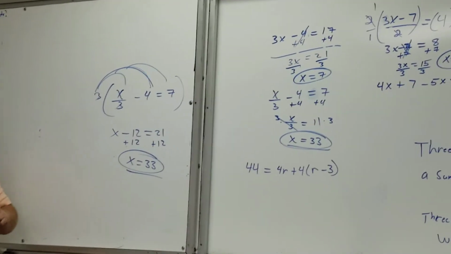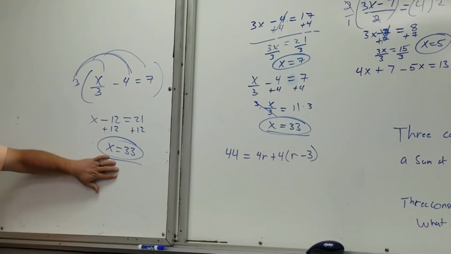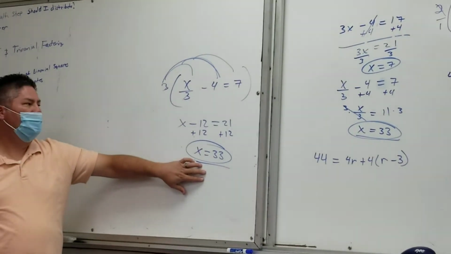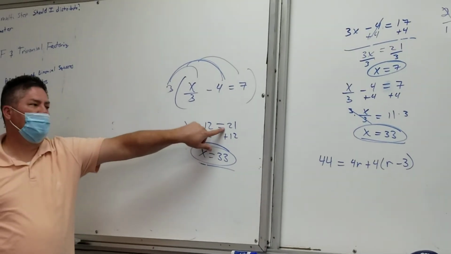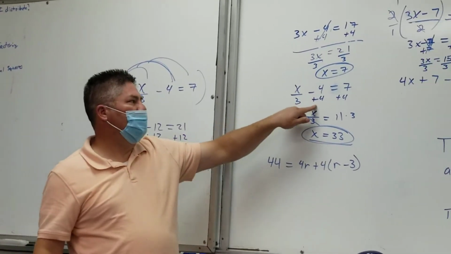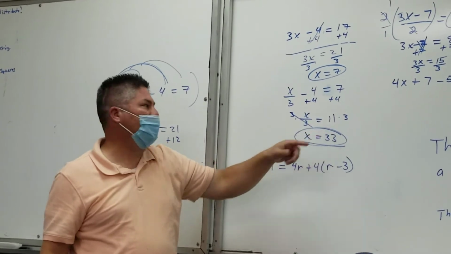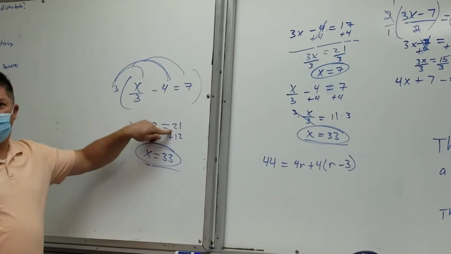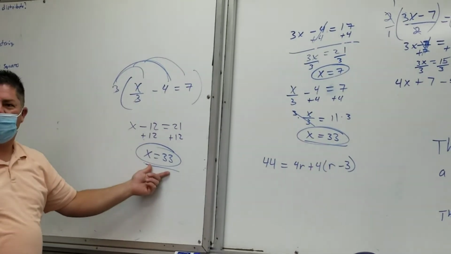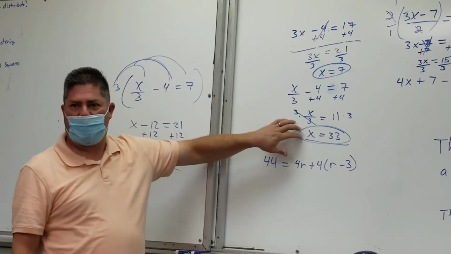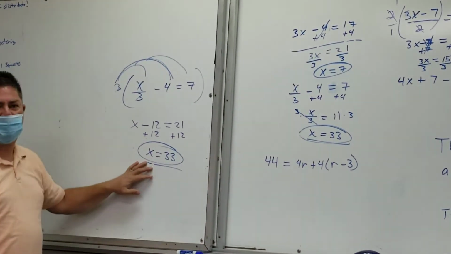Here's why I don't necessarily like doing this one as much. The numbers got a lot what? Bigger. Quicker. Think about this. Add 4. 7 and 4 is easy to add. Add 12 to 21. A little more difficult. So I prefer doing it this way. But you can do it this way and it won't hurt.